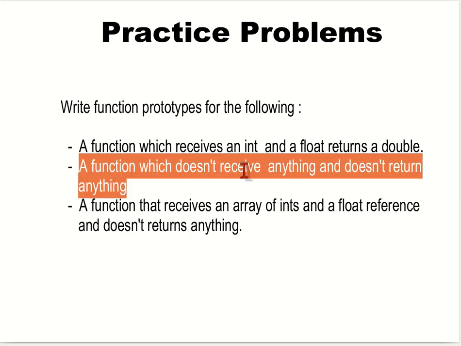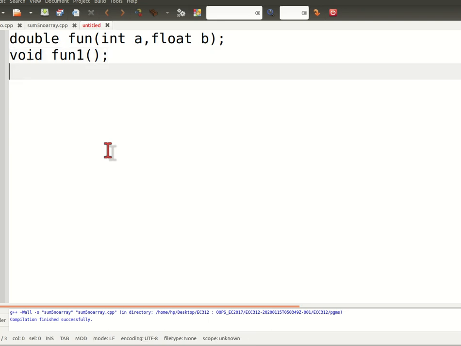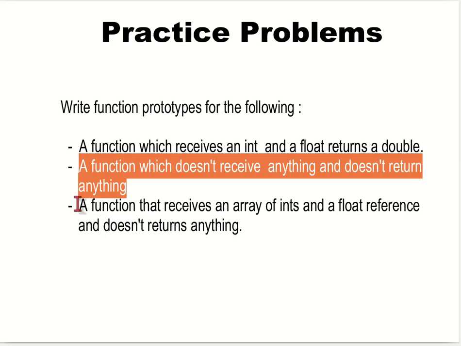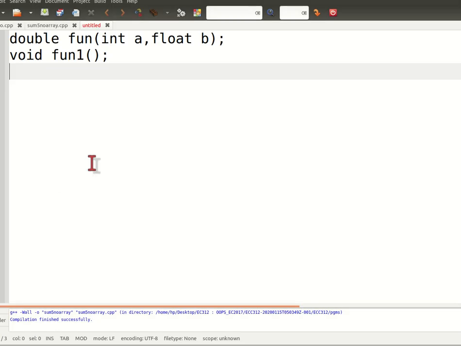A function which doesn't receive anything and doesn't return anything. If it doesn't return anything, the data type is void. Just say the function is fun1, and it is accepting nothing, so it can be written like this. The next function receives an array of integers and a float reference, and doesn't return anything. Doesn't return anything means void. Let's call it fun2.